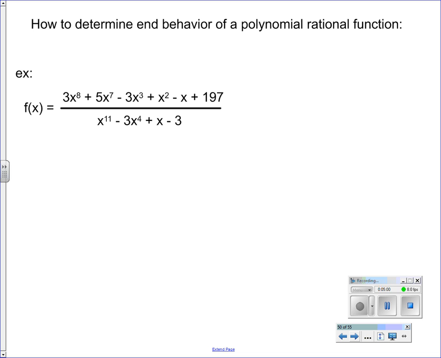So how do we determine the end behavior for these polynomial rational functions when they have so many different terms in them? We only look at the dominant terms. And what that means basically is the terms that will dominate this function, control the numbers more as numbers get larger and larger. So what that really means is just the leading terms.